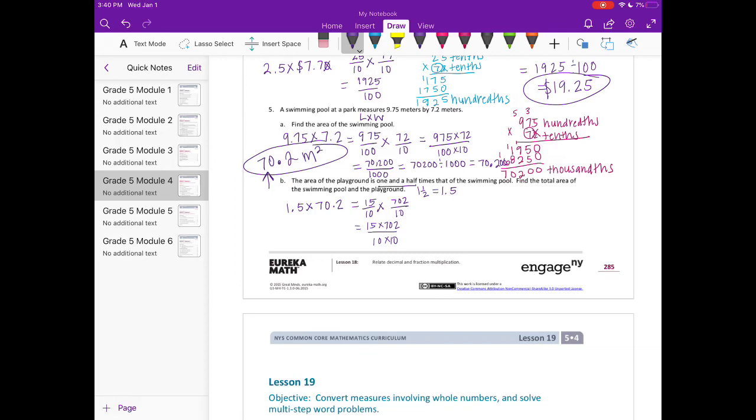So let's do, I'm going to do 702/10 times 15/10. 5 times 2 is 10. Carry the 1. 5 times 0 is 0, plus 1 is 1. 5 times 7 is 35. Put our 0 down. Done with that 1. On to the next one. 1 times 2 is 2. 1 times 0 is 0. 1 times 7 is 7. Add everything together. We get 10,530.